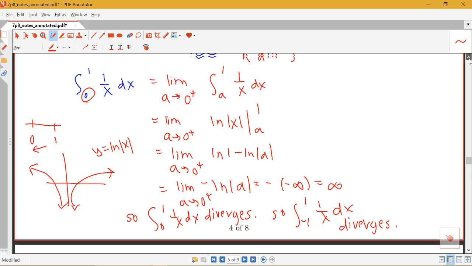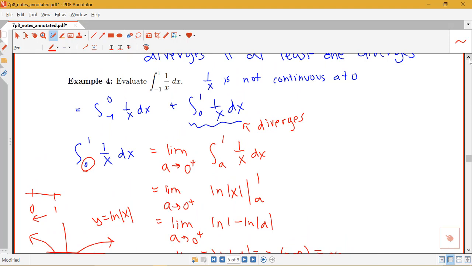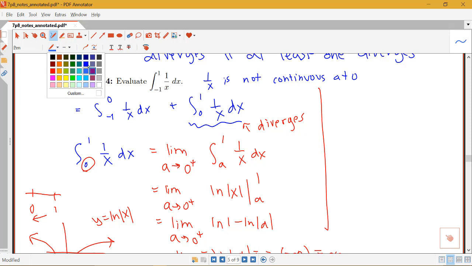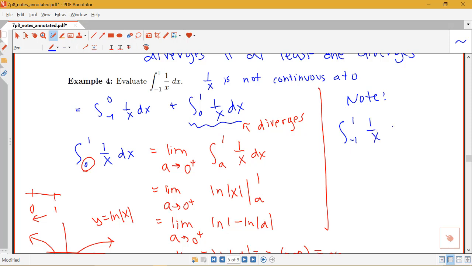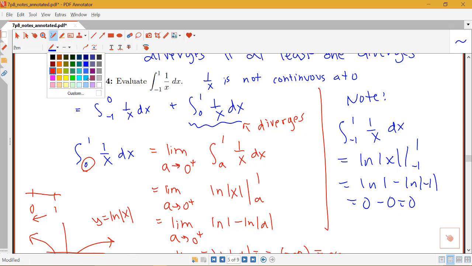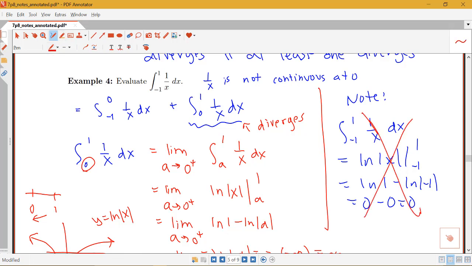So just to contrast this with something that we might have tried to do before we knew about our improper integrals, note that if I tried to do the integral from negative 1 to 1 of 1 over x dx, just blindly trying the fundamental theorem, I would have gotten log of 1 minus log of the absolute value of negative 1. Well, I would have gotten 0, but we know that in fact this integral is said to diverge. So this would not be the correct method to go about. So you've got to be careful.